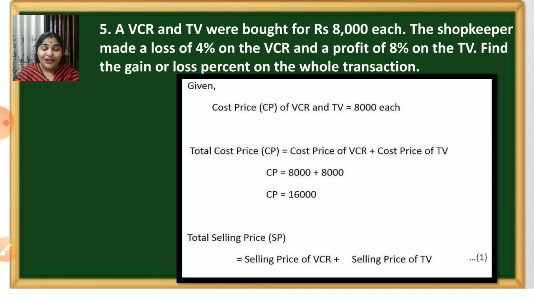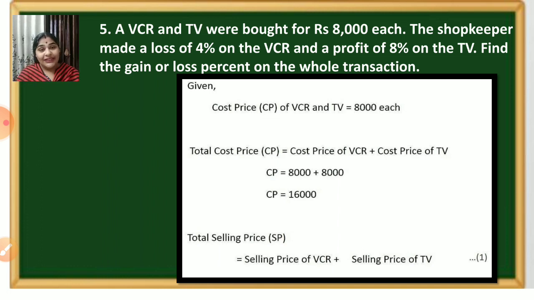So given is cost price CP of VCR and TV is 8,000 each. That means total cost price will be price of VCR plus price of TV. That is 8,000 plus 8,000 will be 16,000. Now 16,000 is children total cost price of VCR and TV. Now let us proceed to the selling price. Total selling price will be the selling price of VCR plus selling price of TV. Let us consider this as equation 1.